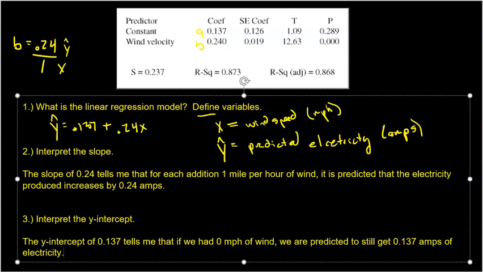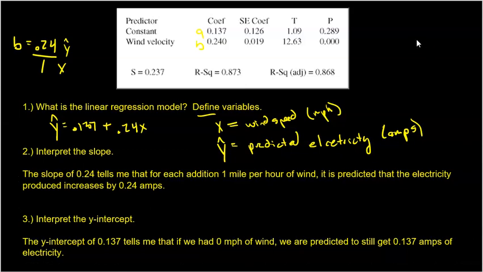But the 0.137 is my y-intercept. That doesn't change. It's not like I did something wrong there. Sometimes it makes sense, sometimes it doesn't. But I cannot tell you how important it is that you know how to interpret slope and y-intercept. These questions will definitely be on any assessment you have covering linear regression models.